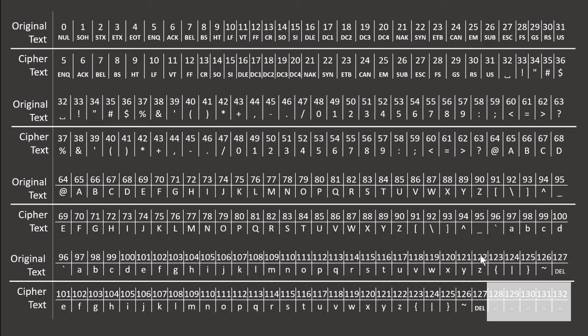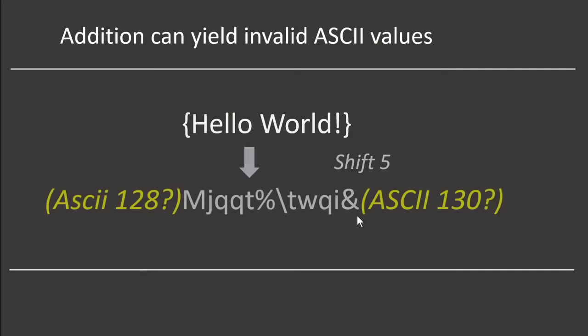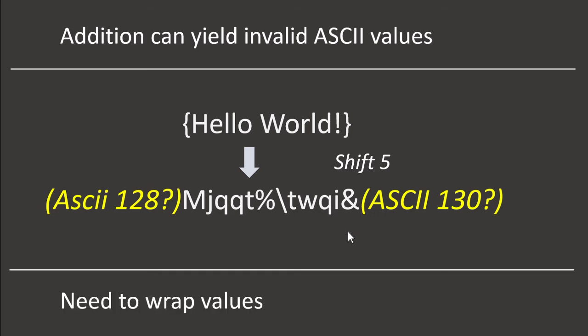We have one problem though, and that is that down at the end we have added 5 and our addition has given us invalid results. So for example, there is no ASCII 128 in this basic character set. So if, for example, we were to add curly braces to our hello world message, then we would end up with ASCII values that don't represent any particular character in the character set. So we need to find some way to wrap these values around and make sure that when we get to the end of the alphabet we go back to the beginning.